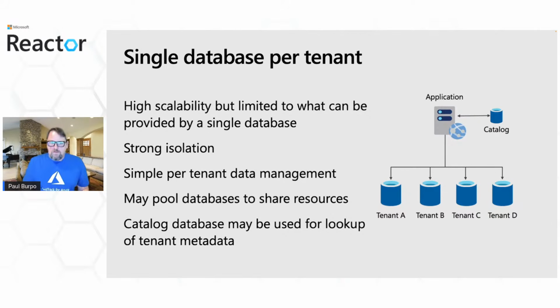Now, while this does provide strong isolation, it also tends to be the most expensive. But if you want to try to control the cost, look for features and services that can allow you to pool resources together so that all your tenants can share a pool of resources, as opposed to provisioning resources at the per tenant level. And then finally, you can use catalog databases if you have a large number of tenants. That helps ease the lookup of tenant metadata.